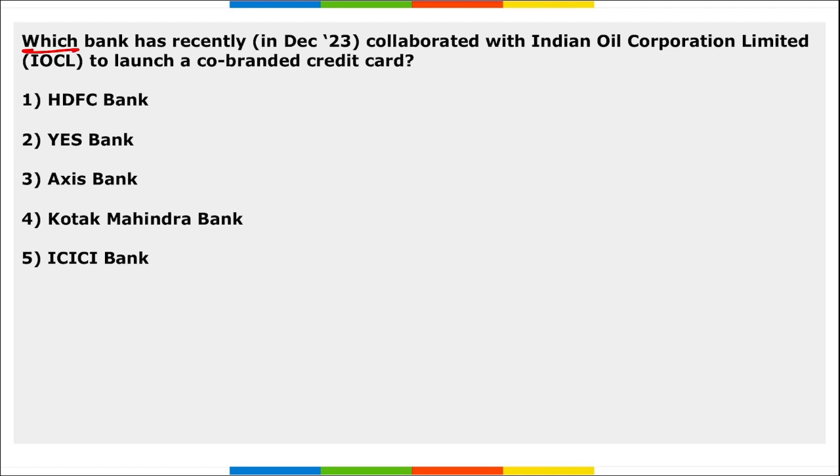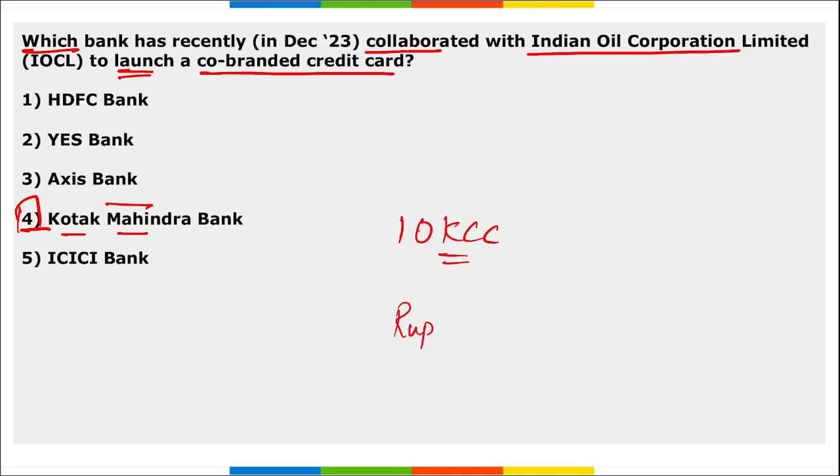Next, which bank has recently collaborated with Indian Oil Corporation Limited to launch a co-branded credit card? It is Kotak Mahindra Bank, correct? Kotak Mahindra Bank has recently collaborated with IOCL to launch a co-branded credit card that will be known as Indian Oil Kotak Credit Card, and this will be powered by the RuPay network.